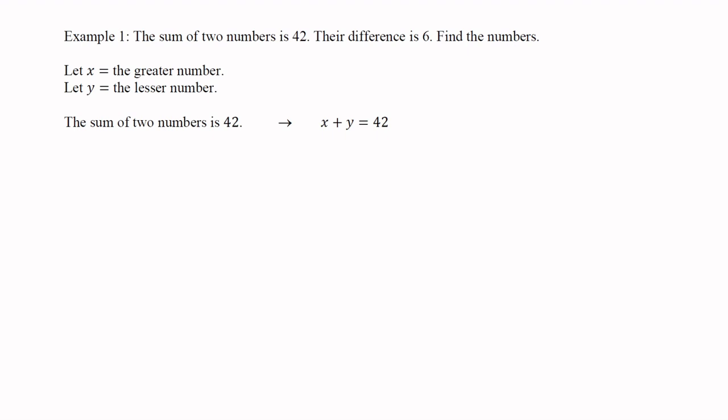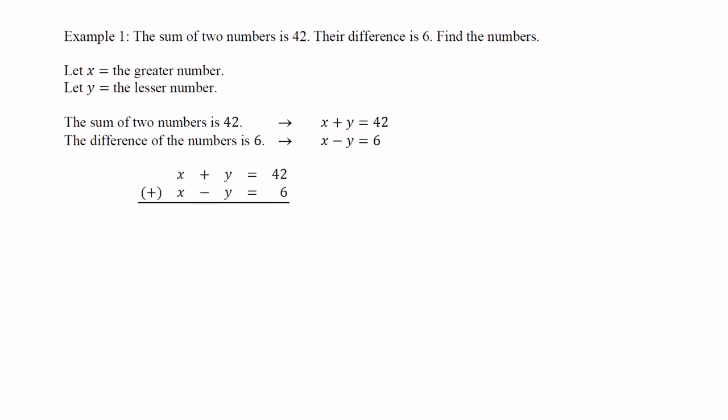That's one equation. Then we also have that their difference is 6. So if we take the greater number and subtract the lesser number, then the result will be 6. So x minus y equals 6. Now we have 2 equations with 2 unknowns. We can solve this system. Since we have a plus y and a minus y, we can use elimination very easily on this one. To cancel our y's, we get x plus x, which is 2x, 42 plus 6, which is 48. Divide each side by 2, and we get x equals 24. So one of our 2 numbers is 24.